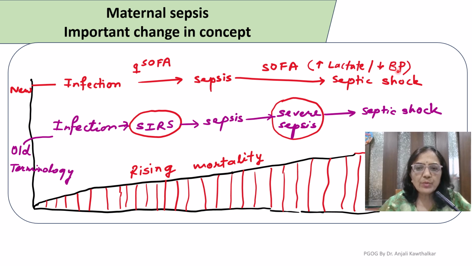Previously, only a fall in blood pressure was called a case of septic shock. Now we know that in a normotensive woman also, a rising level of serum lactate is sufficient to diagnose it as a case of septic shock. And this shows a rising mortality as the disease progresses from a stage of infection to sepsis and from sepsis to septic shock.